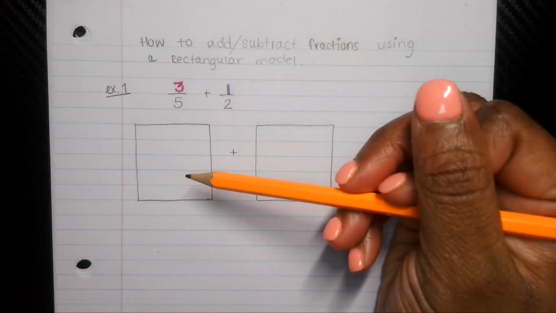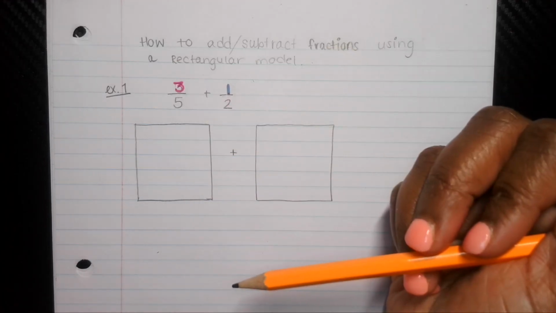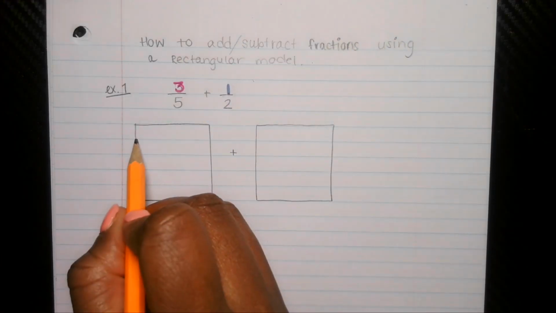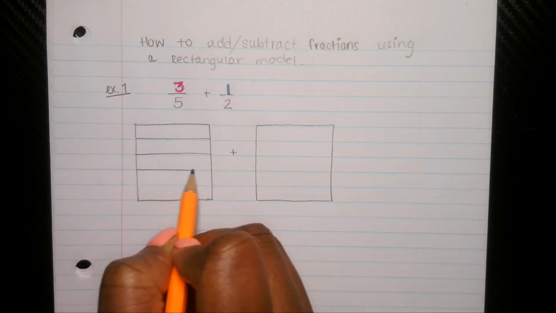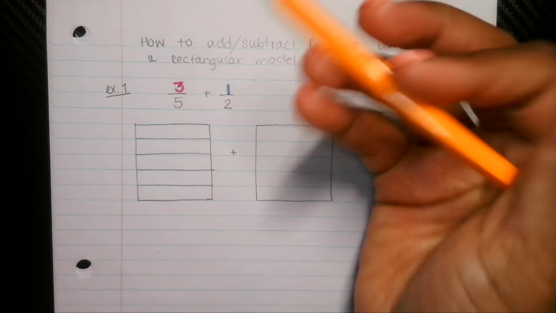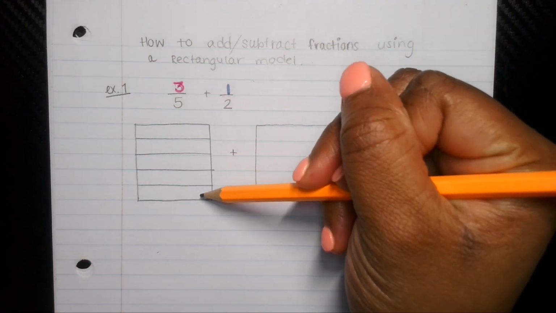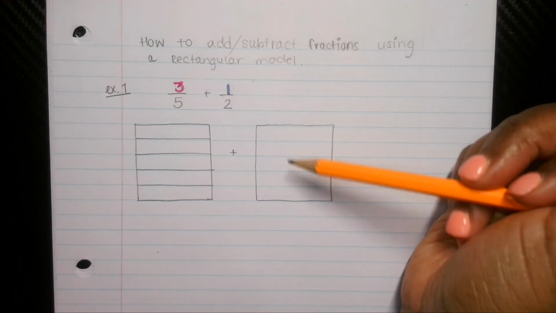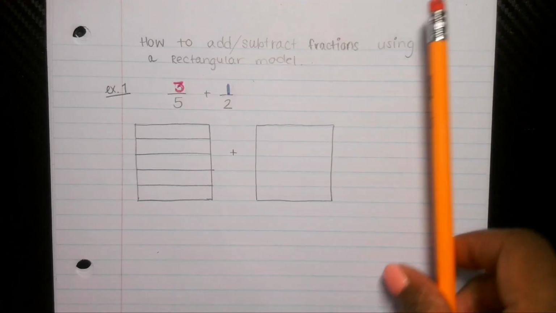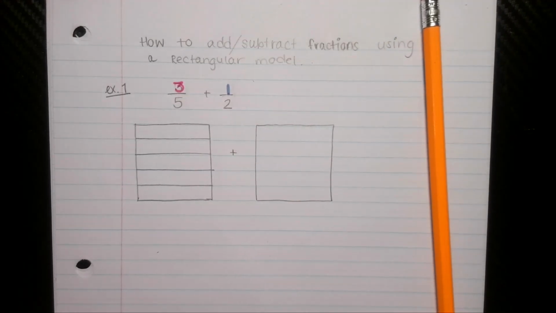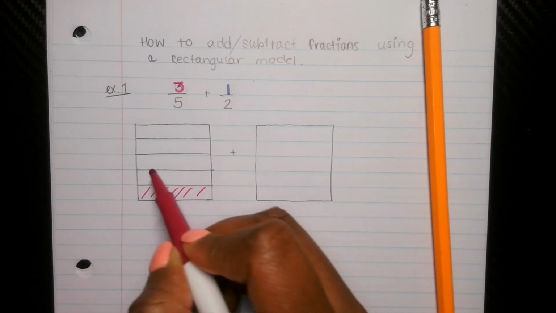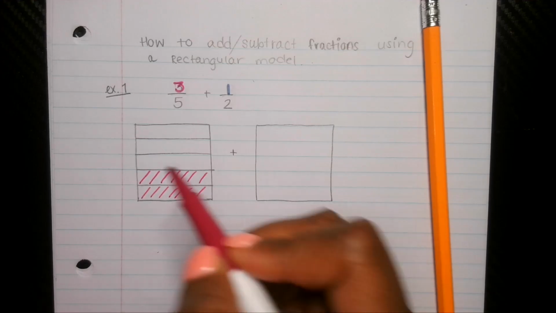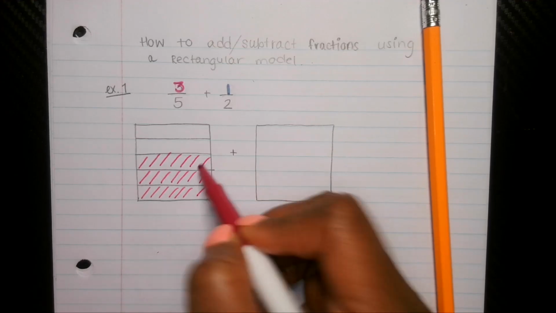Now, for this first rectangle, we're going to separate this into 5 equal parts. So we have 1, 2, 3, 4, 5. For the second rectangle, we're going to represent 1/2. But before we do that, we're now going to shade in 3 of these 5 parts. 1, 2, 3.